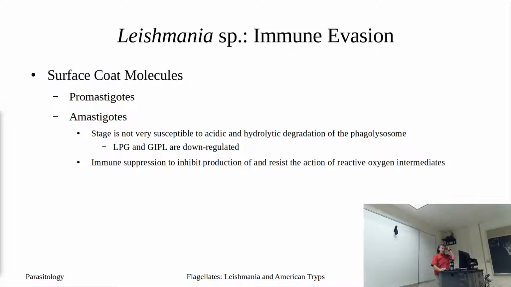So for Leishmania, it's all about resisting the immune system, resisting processes until it gets to that amastigote stage, and then it's pretty much in the clear in that phagolysosome.